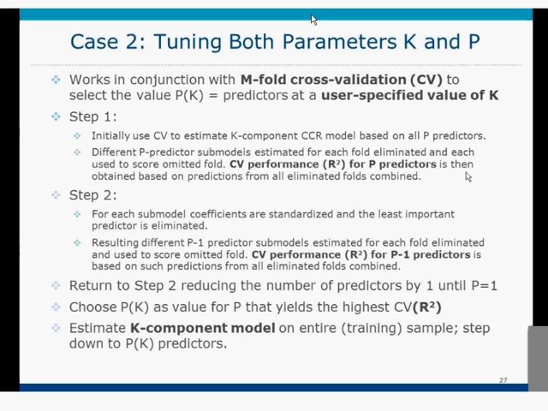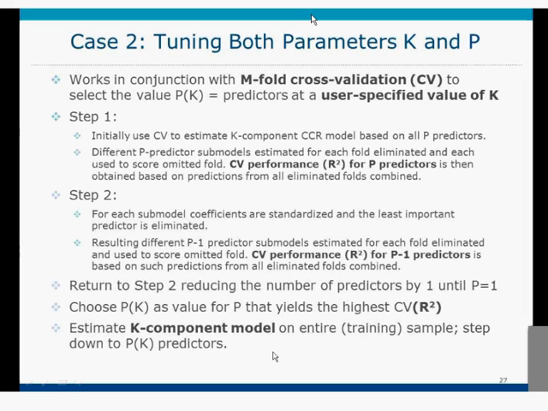Okay, now one final point regarding this algorithm. At the very end, after we determine the value of P that yields the highest CVR squared, in this case 3 predictors came out as the best, then you re-estimate the 2-component model on the entire training sample, stepping down to that number of predictors, 3 predictors. That's when you determine which predictors come into the model. So in other words, P is used as a tuning parameter.